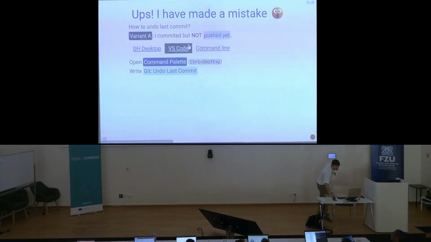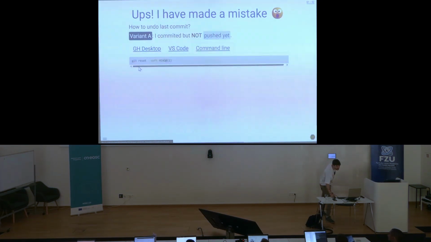It's the same in VS Code. You can do Control-Shift-P, command palette, undo last commit. Very simple. In command line, a little bit more difficult. You need to run git reset --soft HEAD~1. The 1 is how many commits you want to go back. 1 is 1. If you do 2, it will go back 2, etc.